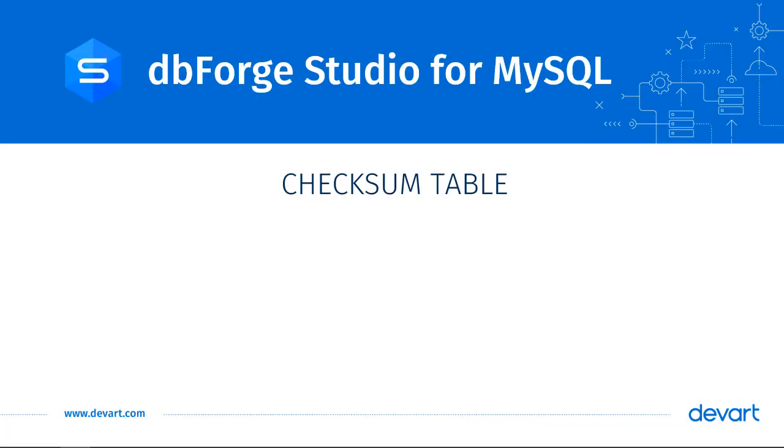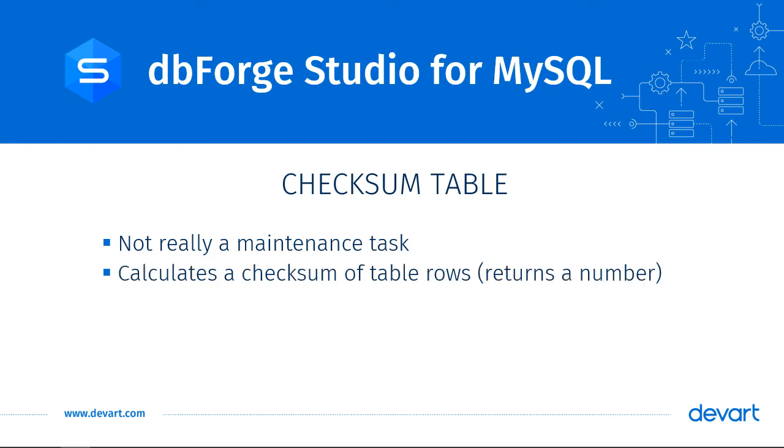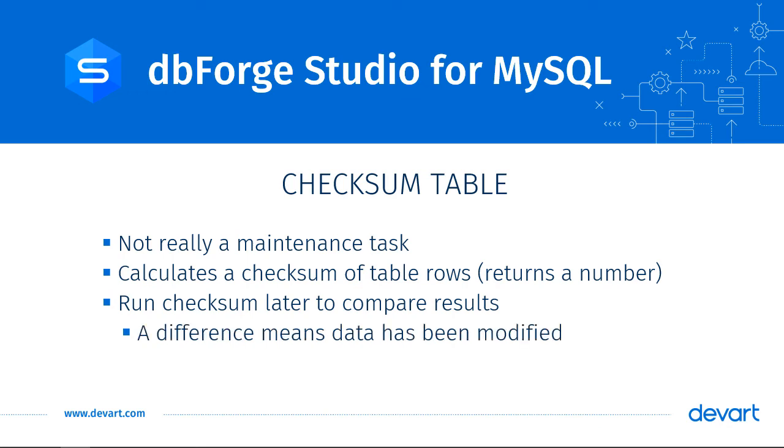The fourth table maintenance command is not really about maintenance, rather it's a check. When we run the checksum command on a table, MySQL computes a checksum on all the rows of the table and returns a number. At a later point, if we need to check if the table data was changed, we can run the checksum command again and compare the values. If the values are different, it means the table data was changed. This can be useful when we are restoring a table from a backup.